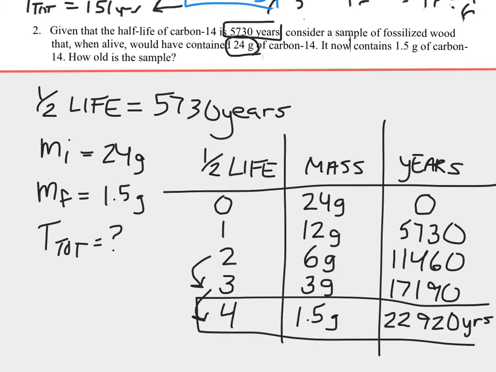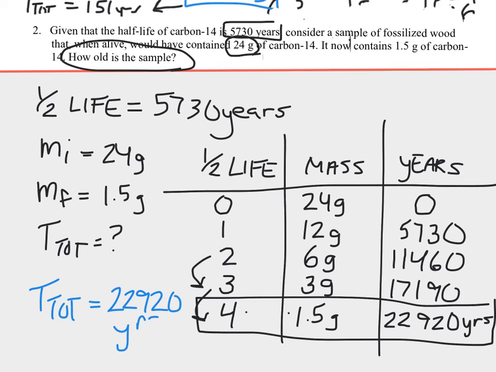That means this object sat around for almost 23,000 years, and now only 1.5 grams of carbon-14 remain. And that happened because it went through 4 half-lives. But the question is asking how old the sample is? So therefore, we want to give our answer as a time frame. So the total time, or how old the object is, is about 22,920 years old. And that would be our answer.